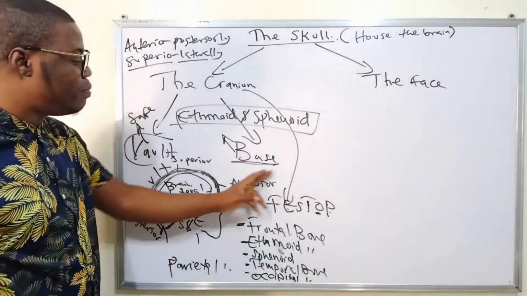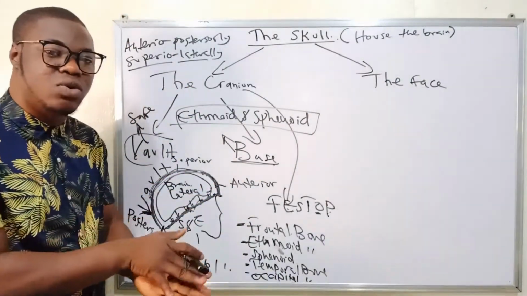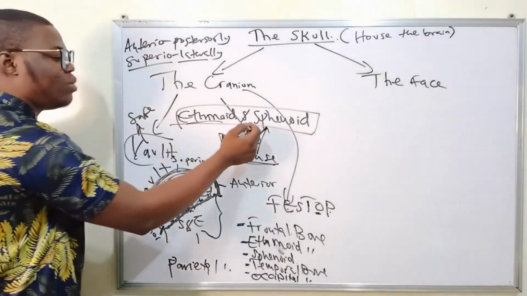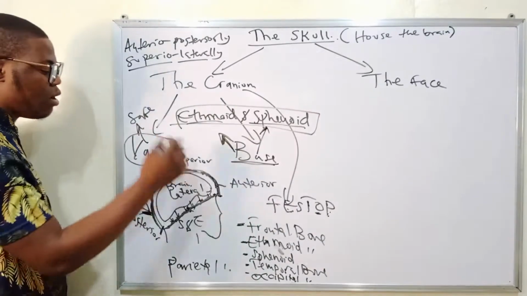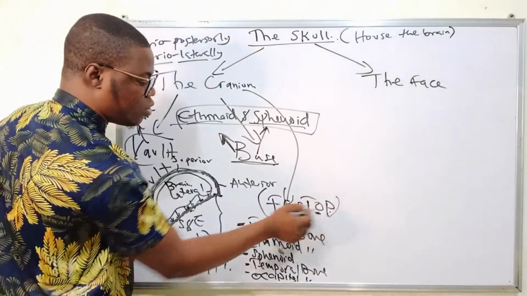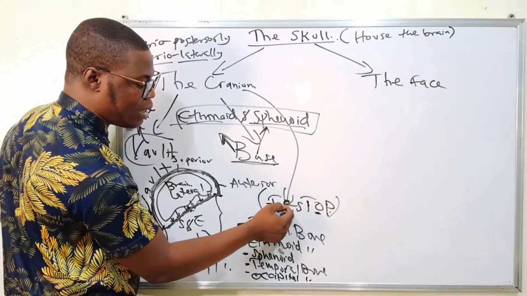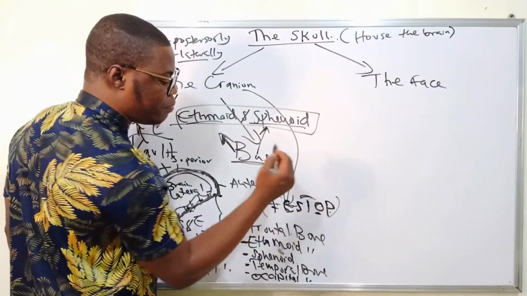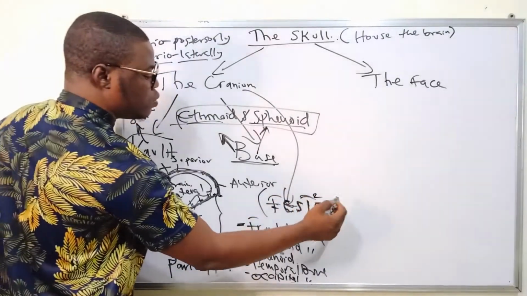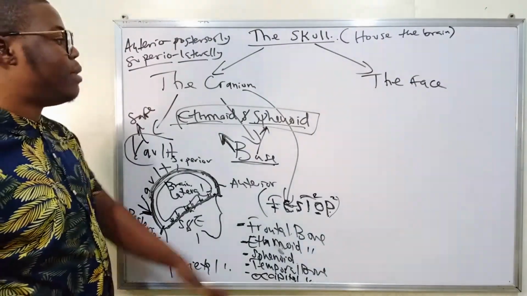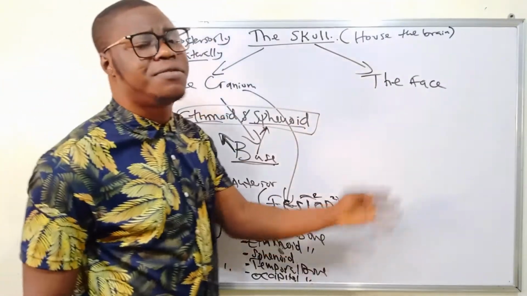Now we have the base. The base is where the brain rests on. We said the base is made of two bones strictly, the ethmoid and the sphenoid. Together with the bones that form the cranium, we have the acronym: the frontal, ethmoid, sphenoid, temporal, occipital, and parietal. The temporal are two, and the parietal are two. So that is about the cranium. Now to the face.